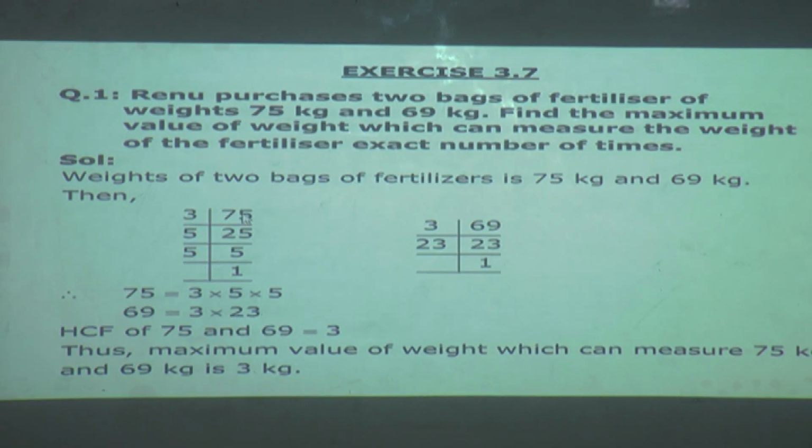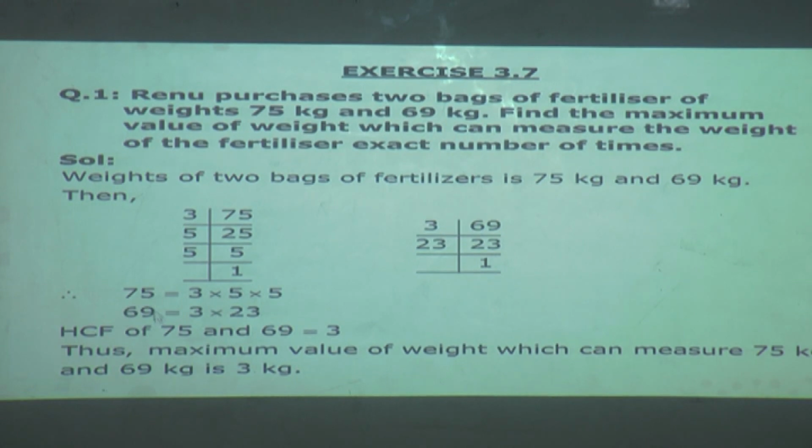HCF by division method, we will divide these numbers and first find the prime factors. 3 2s are 6. 7 minus 6 is 1. 1 5 becomes 15. 3 5s are 15. 25 is divisible by 5. 5 5s are 25 and then 5 1s are 5. Then we have 69. 3 2s are 6 and 3 3s are 9. Now 23 is a prime number, so 23 1s are 23.